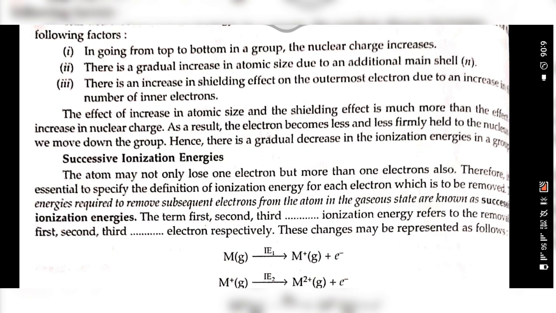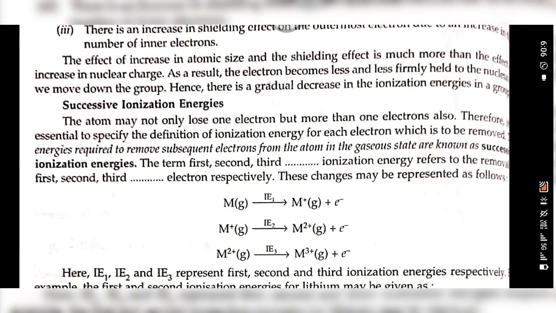Going from top to bottom in a group, the nuclear charge increases. There is a gradual increase in the atomic size due to an additional main shell. There is an increase in shielding effect on the outermost electron due to an increase in the number of inner electrons. The effect of increase in the atomic size and the shielding effect is much more than the effect of increase in the nuclear charge. As a result, the electron becomes less and less firmly held to the nucleus as we move down the group. Hence, there is a gradual decrease in the ionization energies in a group.